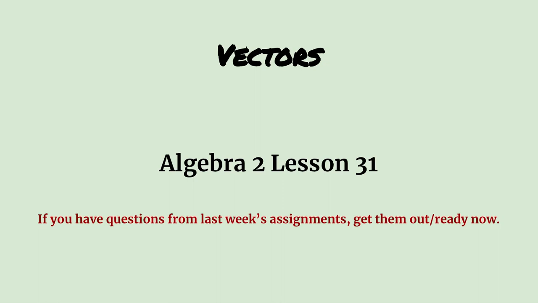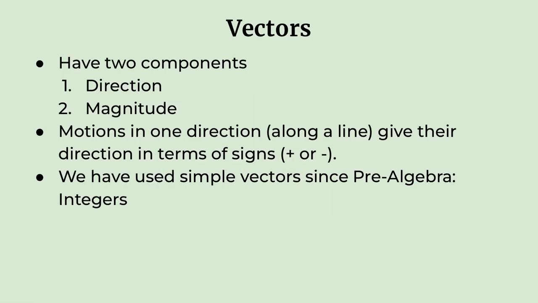All right, for this week we are working on vectors. So vectors have two components. They have both a direction and a magnitude. Motions in one direction along a line give their direction in terms of positive or negative.